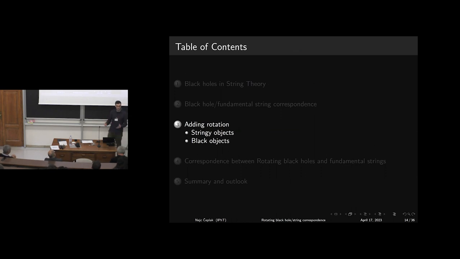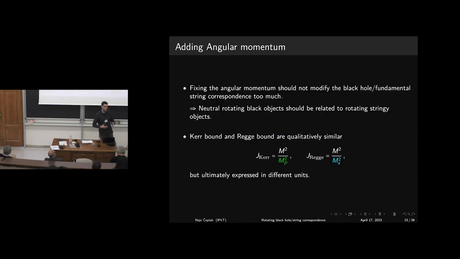So what happens now if you add rotation? In principle, nothing should change, right? I still start with the Schwarzschild black hole and gently let it rotate. I don't think the string degrees of freedom should change that much. So if you have a rotating black hole with just mass and angular momentum as its conserved charges, what should match is closed strings which rotate.